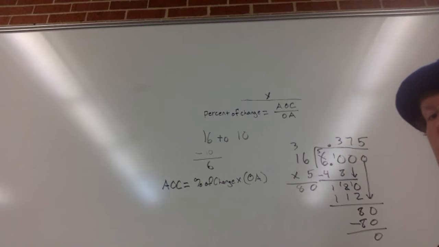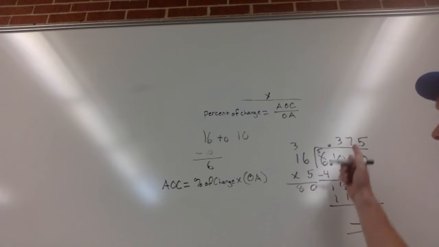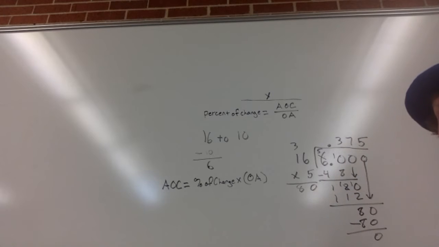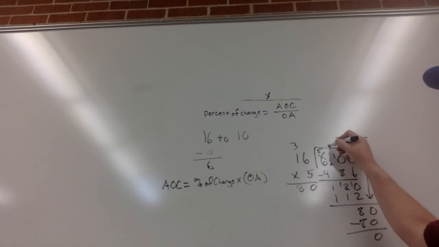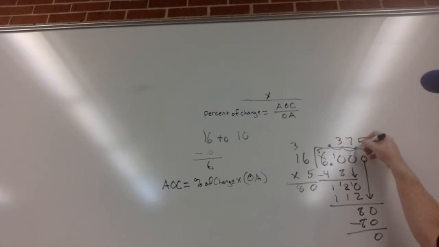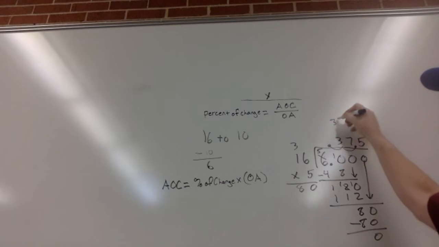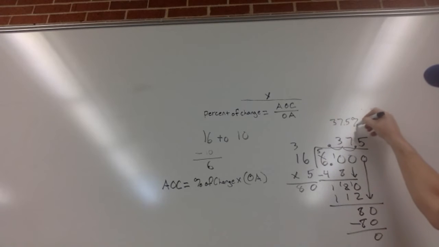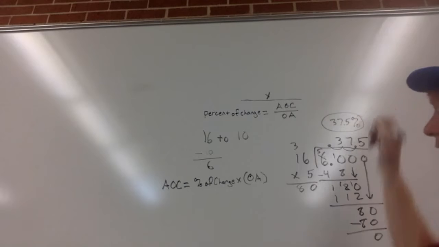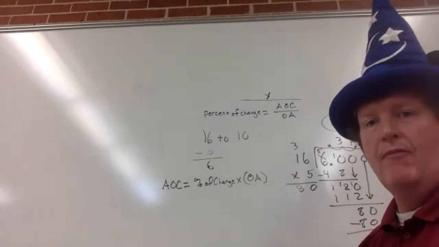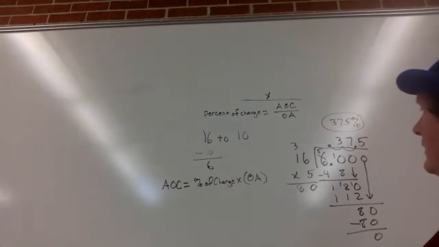Okay? So now, what is the percent of that decimal number? .75%. Move it twice. 37.5. Okay? So that would be number 4. Number 4's answer.